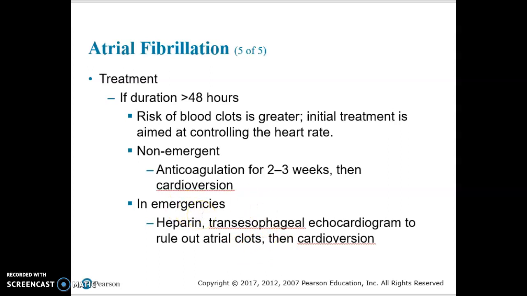But if a person has been in atrial fib for less than 48 hours, they'll go ahead and work on getting them back in rhythm. But if they've been in atrial fib longer than 48 hours, they're going to treat them with blood thinners and rule out any clots before they do any form of treatment to get them back into a regular rhythm, because they don't want to push any clots out.